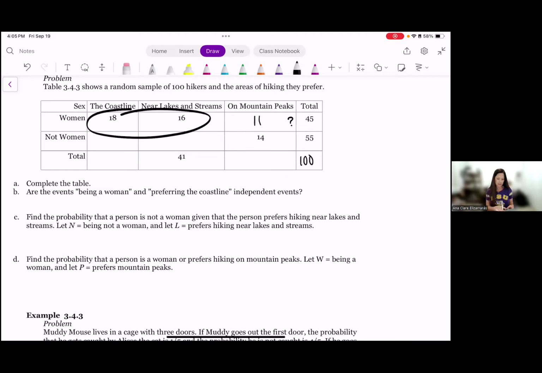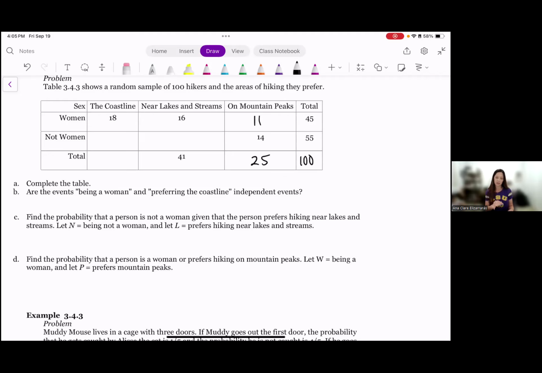So 18 plus 16 plus 11 does get me to 45, and I found that missing piece. Well, now I can figure out how many prefer mountain peaks. 11 plus 14 is 25. I can also use subtraction to find lakes and streams.